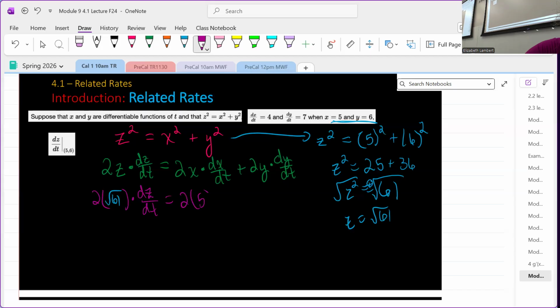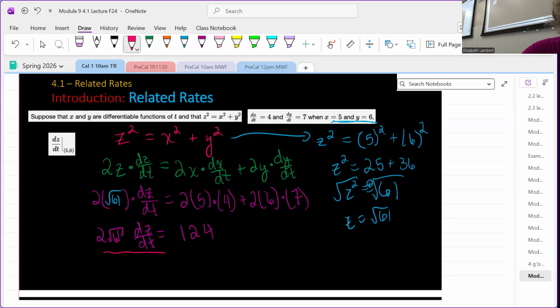X is 5. dx/dt is 4. Y is 6. And dy/dt is 7. So we get 40 and 84. So 124.